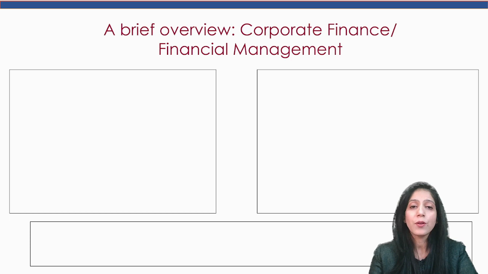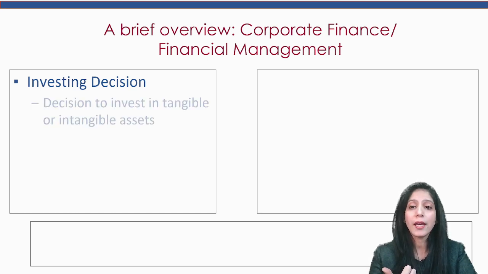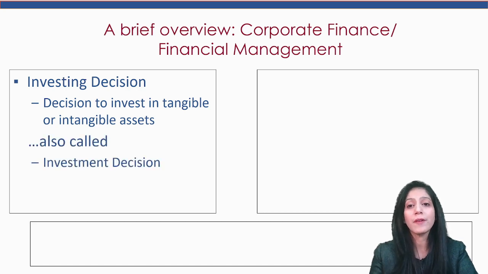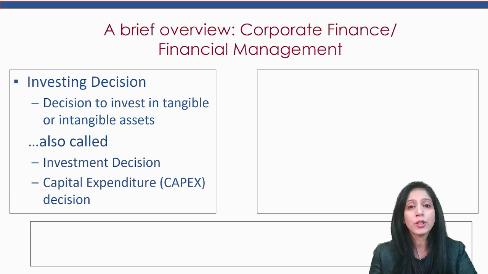So, corporate finance or financial management deals with three main functions. The first is the investing decision, which is about deciding where to invest. A corporation or any business is faced with multiple investment opportunities, and this decision or whatever steps are undertaken in order to reach this decision will help pick the right opportunity that provides maximum benefit in terms of increased shareholder wealth. It is also called the investment decision or capital budgeting decision or capital expenditure decision.